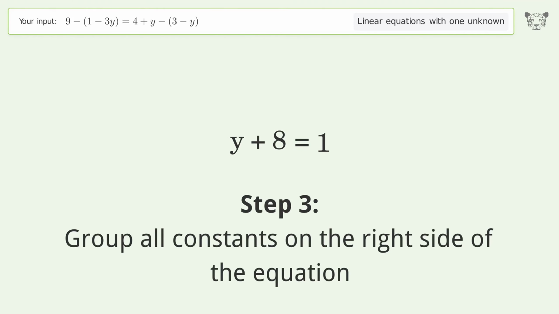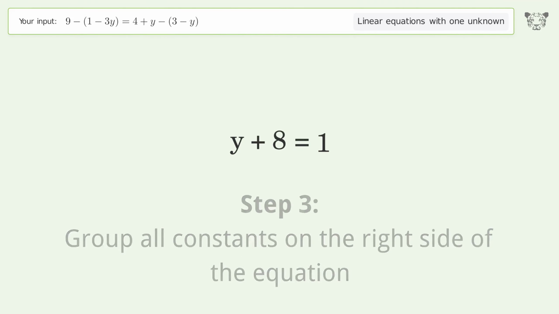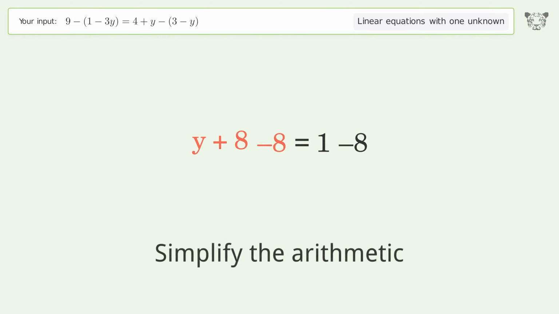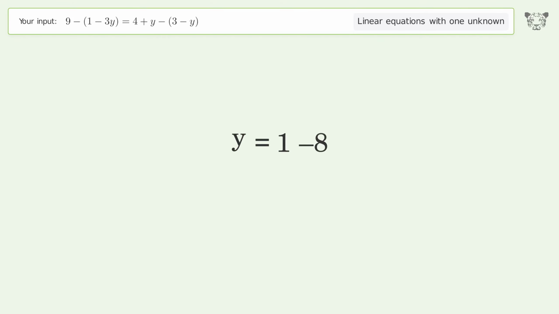Group all constants on the right side of the equation. Subtract 8 from both sides. Simplify the arithmetic. And so the final result is y equals -7.